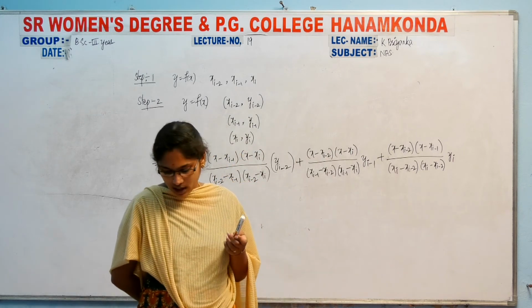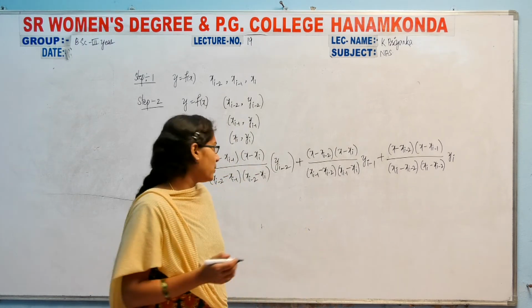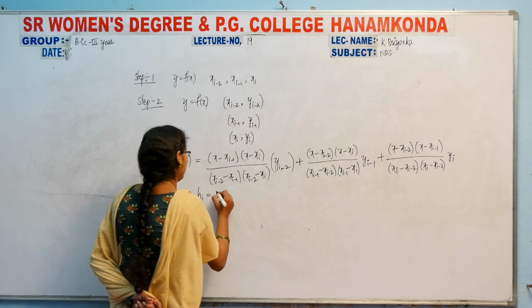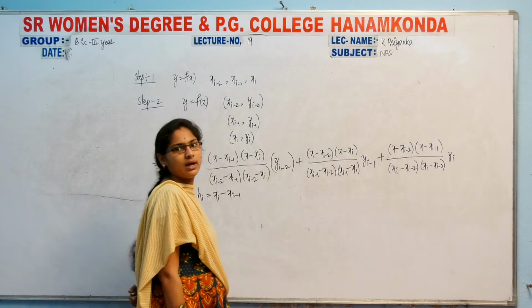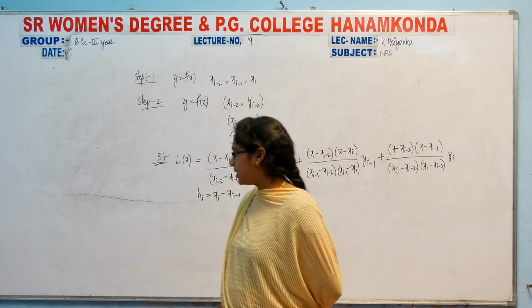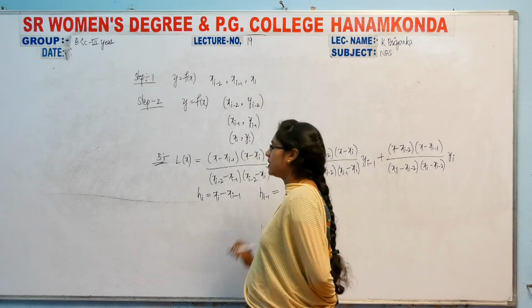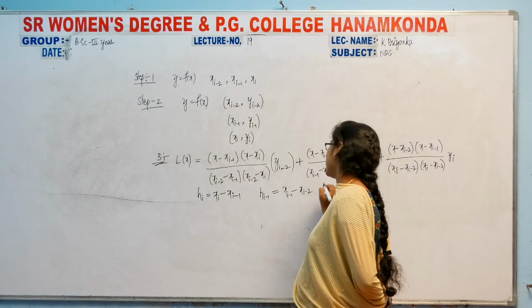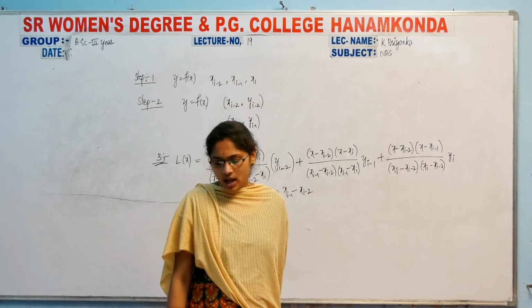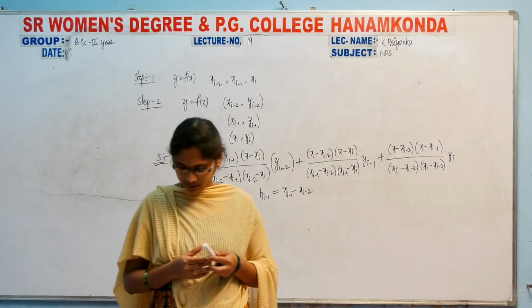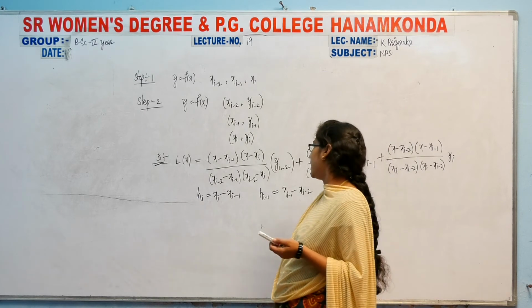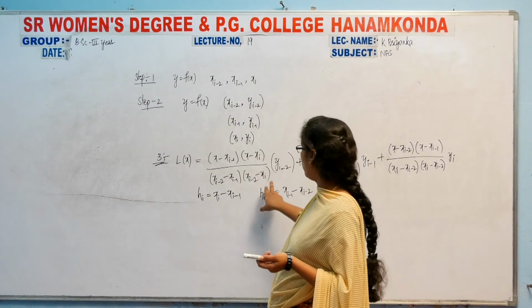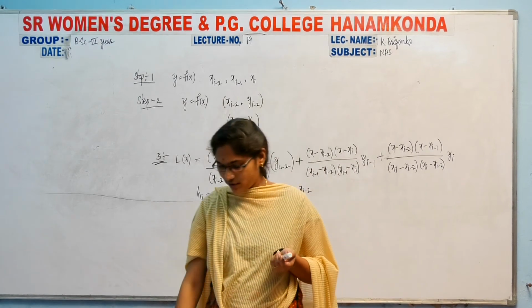By taking hi equal to xi minus xi minus 1, and hi minus 1 equal to xi minus 1 minus xi minus 2, then we get the above L of x.